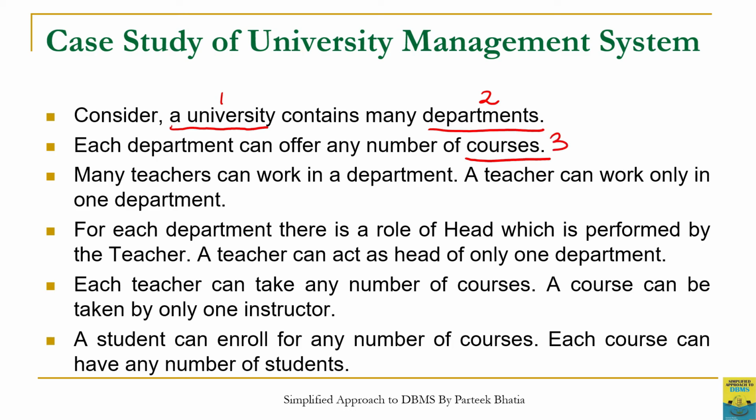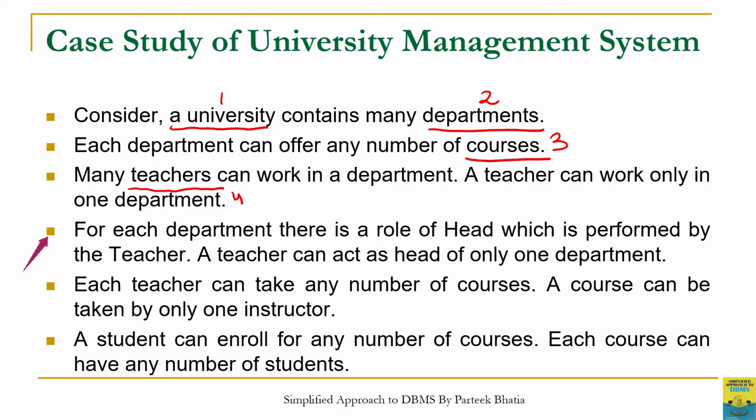Now let's move to the next line. Many teachers can work in a department. So here we have teachers. Many teachers work in a department. So teacher will be our fourth noun. So many teachers can work in a department. We have already underlined the department. A teacher, already underlined, can work only in one department. Department has also been underlined. So now let's move to the next line.